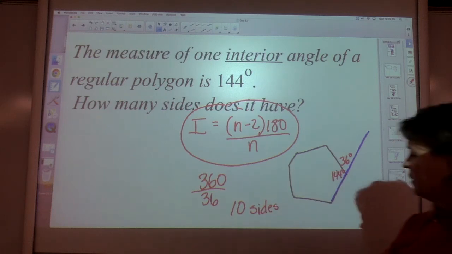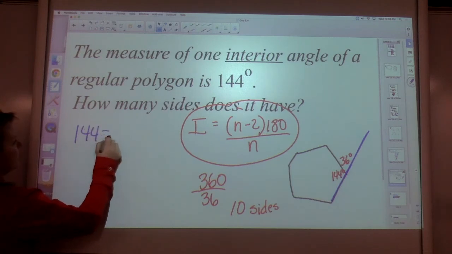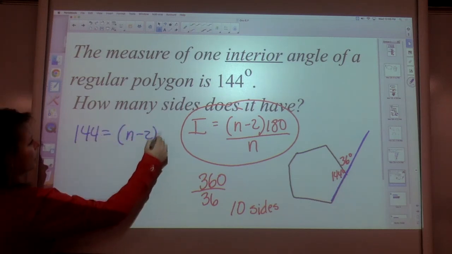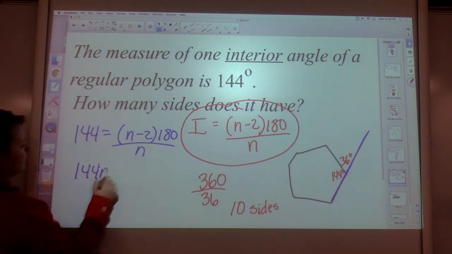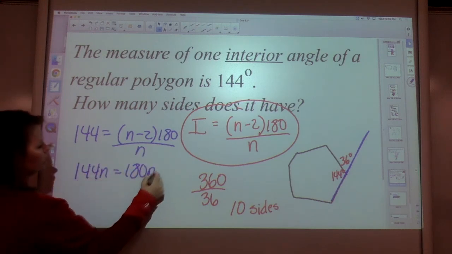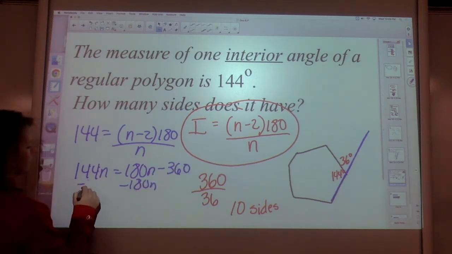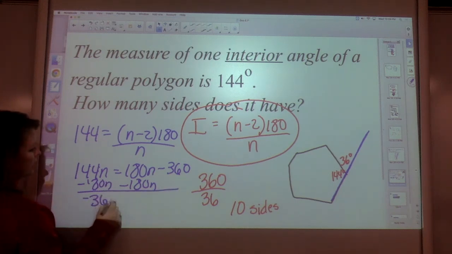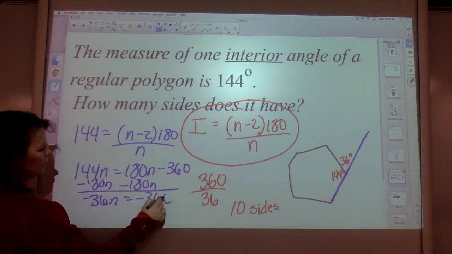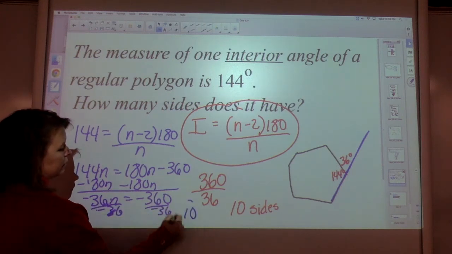The alternative is to do the whole entire thing and say, I know that this is 144, I don't know n, but I'm going to cross multiply, distribute, subtract, get negative 36n is negative 360, divide, and you get 10.